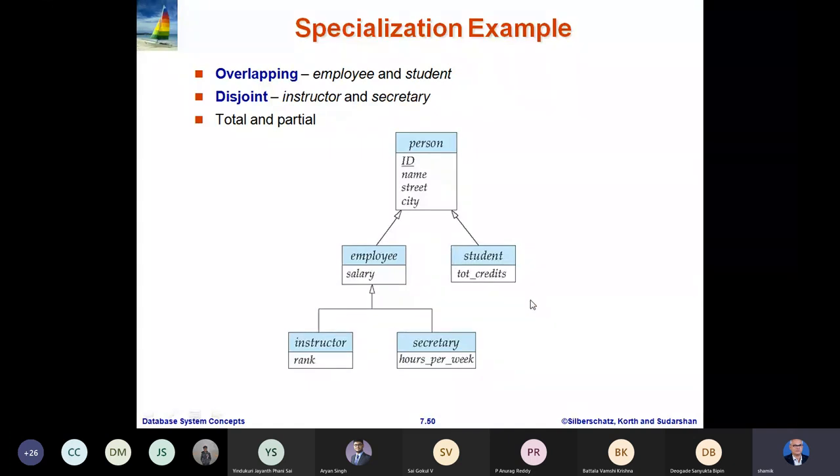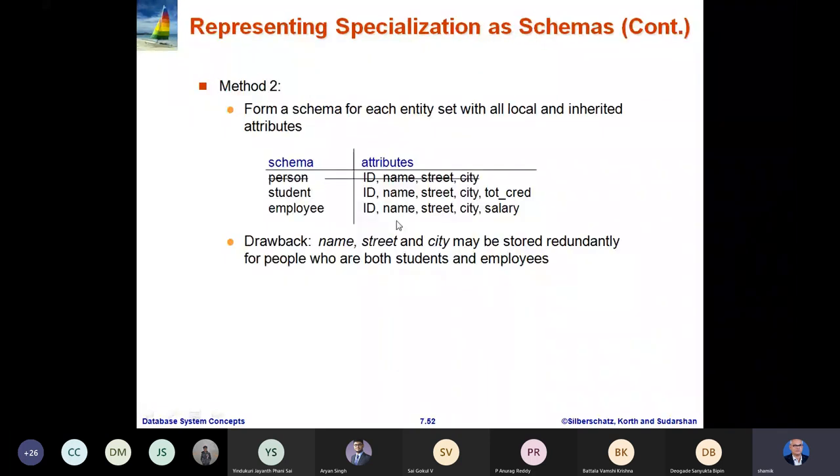So that way this disadvantage that is being mentioned when we have overlapping such specializations will not be there, as we can very well understand, because for those students who are also employees, for the column total credit, the value would be there for their student role, and for salary, that will be there.